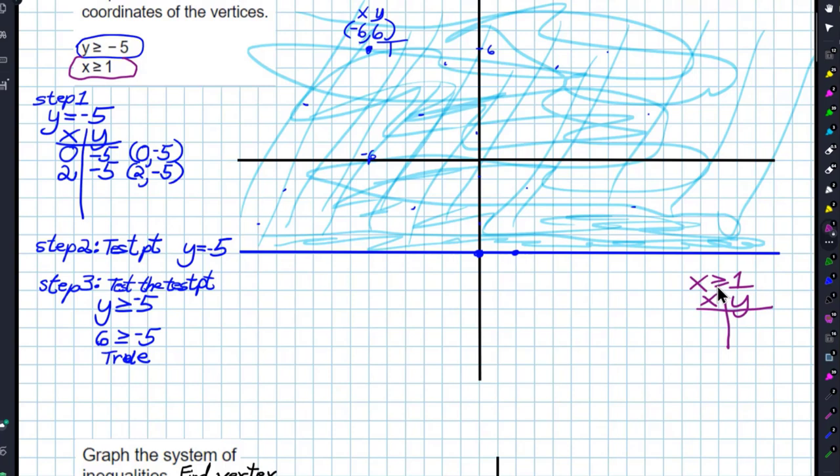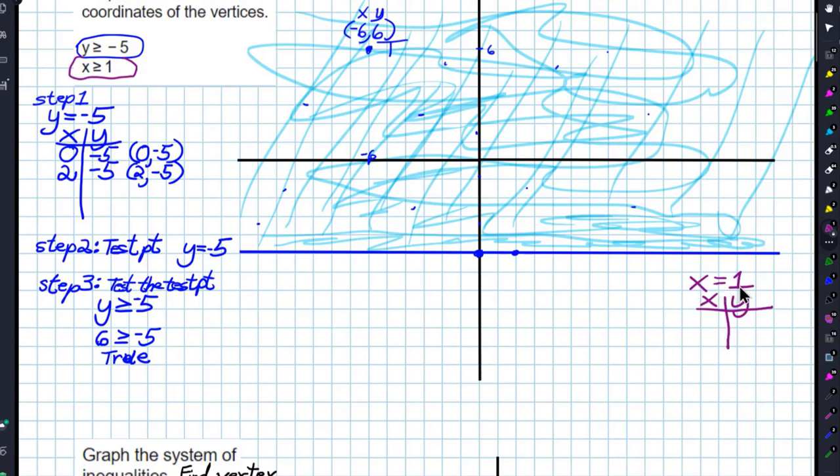I did it in the wrong order. Watch now. This should have been equals, because all I care about right now is graphing the line. So I'm going to get an eraser there, and then I'll put an equal sign.